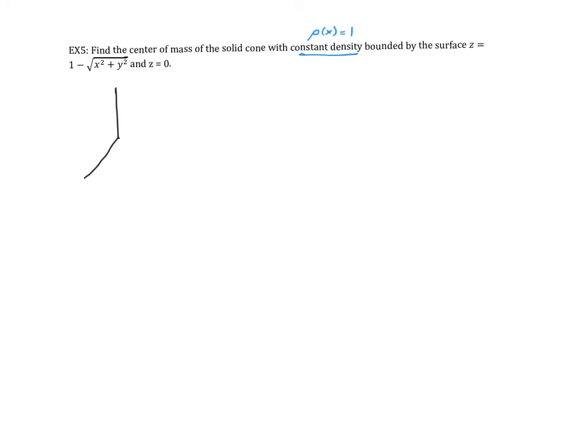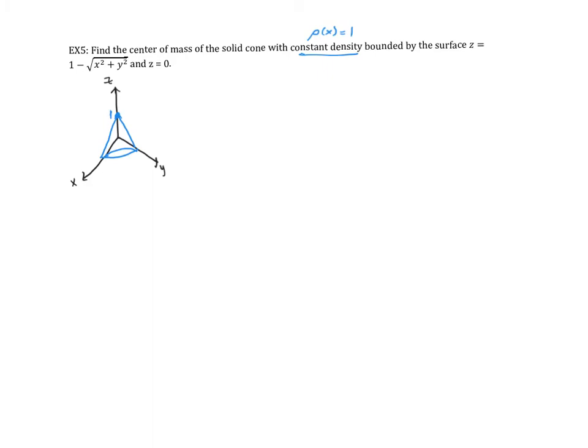Let me just do a quick sketch. So we have this cone, and when x and y are 0, we're at 1. But then it comes down to the plane z equal to 0. So it's a cone facing downward, where its vertex is at a z value of 1, and then it comes down to the xy plane and stops there.